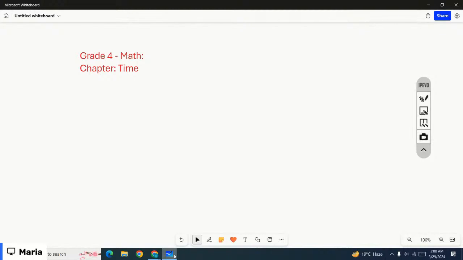We are here for grade 4 math. You can find all the lessons on aplusstudents.com. You have to log in there using your email address, and the password is provided by the administrator. Then you have to select math from the subject tab.